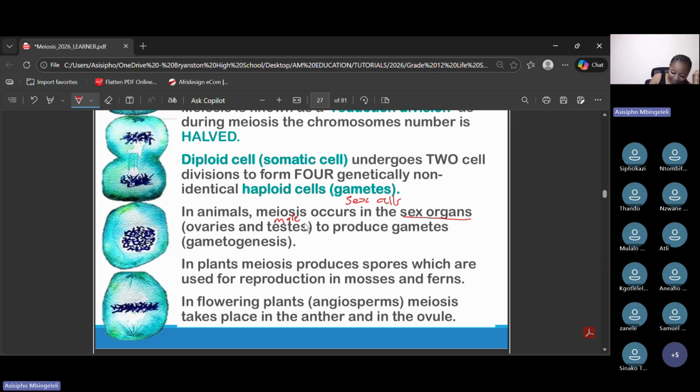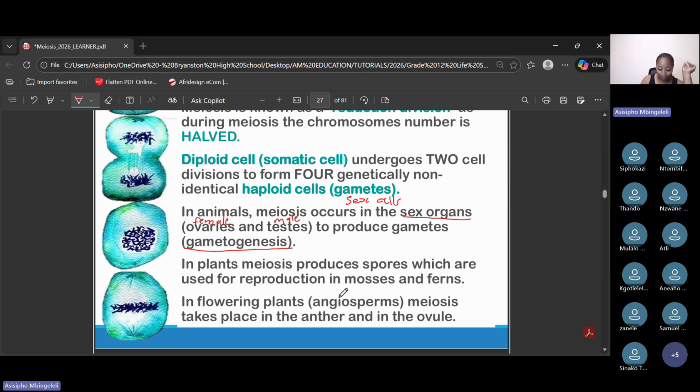Then in females, it will occur in the ovaries. So we have one ovary on each side. So one on the left and one on the right. And we can't really feel or touch them from the outside. They are inside the body. Unlike with males, you are able to, well, touch and see or feel. That's it. But we'll speak about it in human reproduction. All of that is produced during a process called gametogenesis, which we will do.